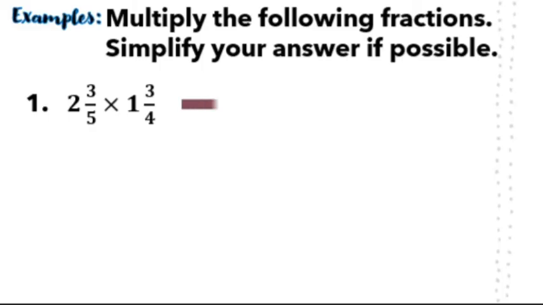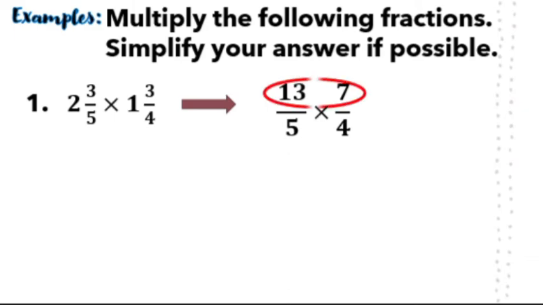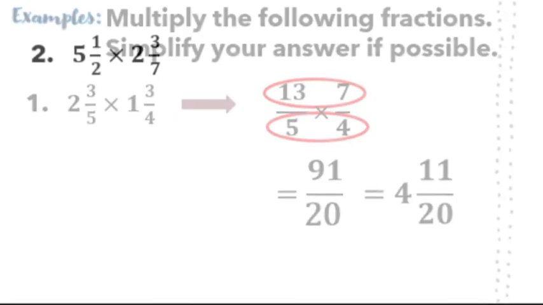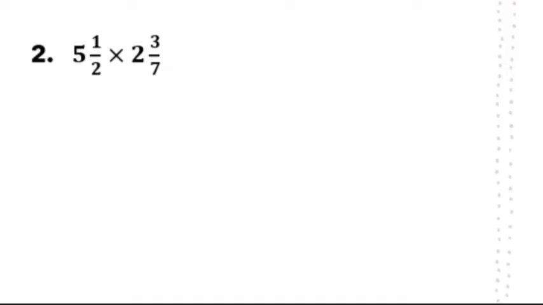First, change these fractions to improper fractions. Afterwards, multiply the numerators to get the numerator of the product, and then multiply the denominators to get the denominator of the product. Change the product to mixed fraction since the originating fractions, the given factors, are in mixed fraction form. Another example, 5 and 1/2 times 2 and 3/7.